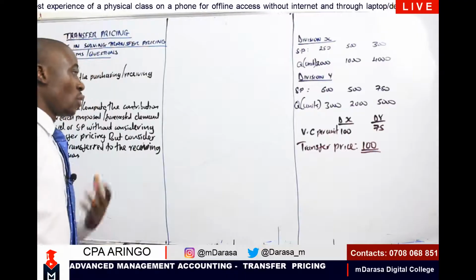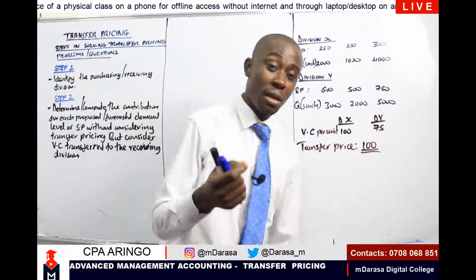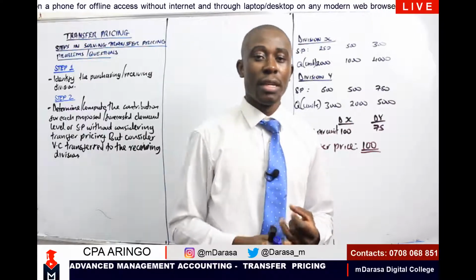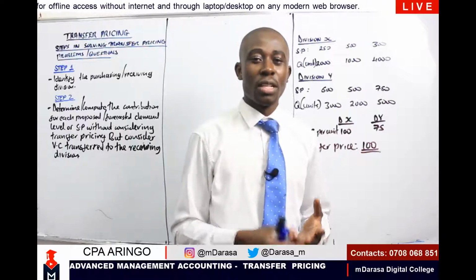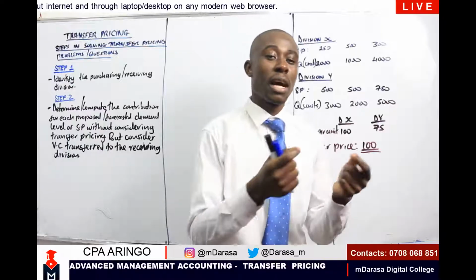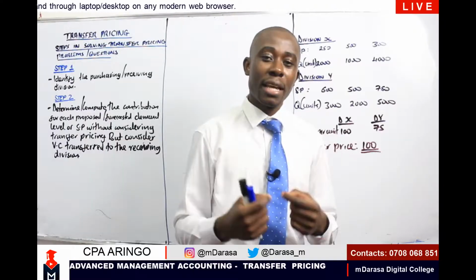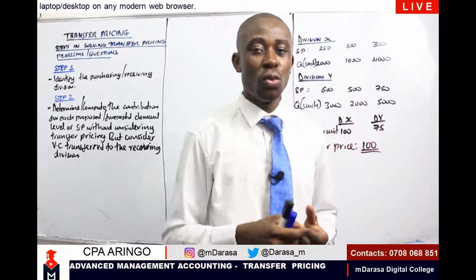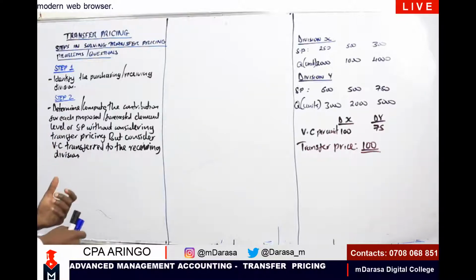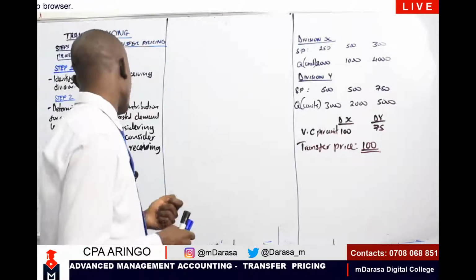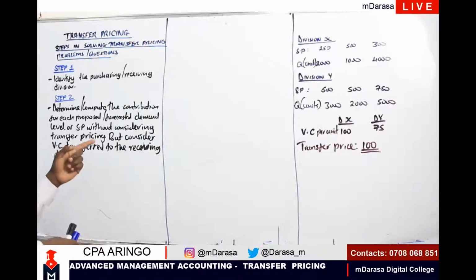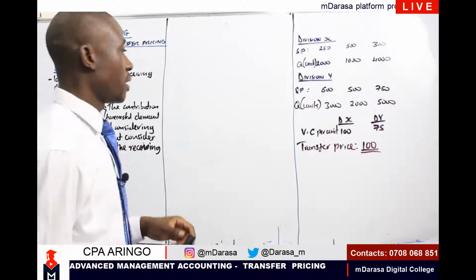Which by the way we had mentioned in our first class, we'll always be talking about the receiving division and the supplying division. So you'll find that I'll be having two cases. For the receiving division, it will be a cost on their side. For the supplying division, it will be a revenue on their side. So this time we should determine the contribution for each proposed or forecasted demand level and selling price without considering transfer price, but consider the variable cost transferred to the receiving division.